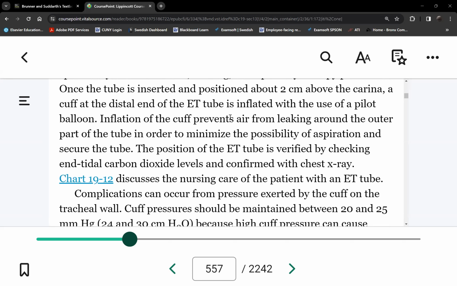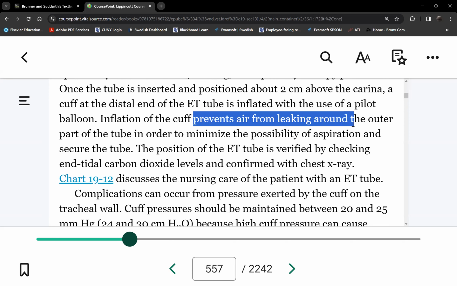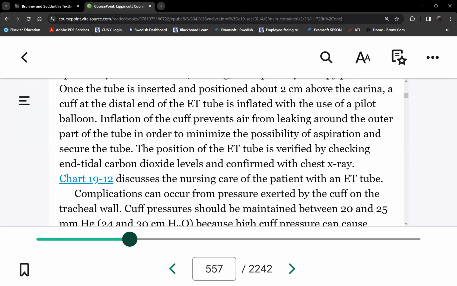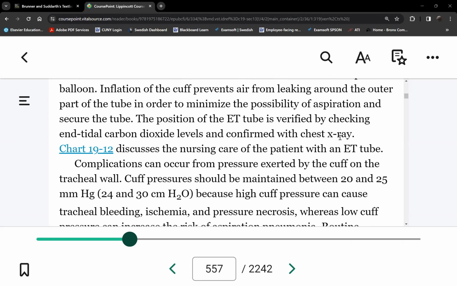Again, inflation of the cuff does what? 2 things. Prevents air from leaking around, and also to prevent aspiration. Very good. And there's the X-ray. Now, another way, because again, do we have 10 to 15 minutes before we start giving her breaths? No, we have to start giving her breaths right away.